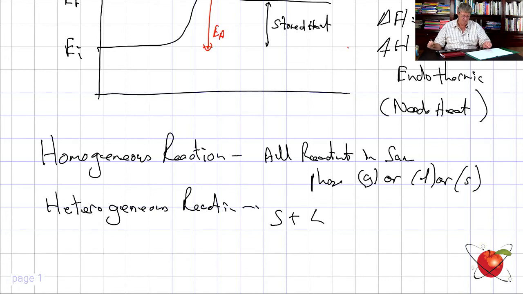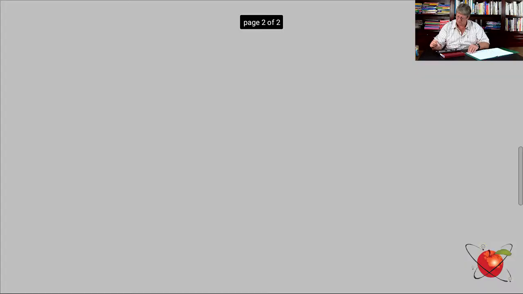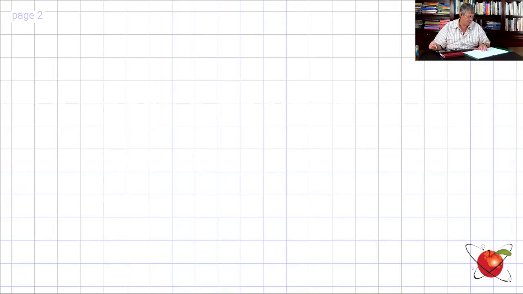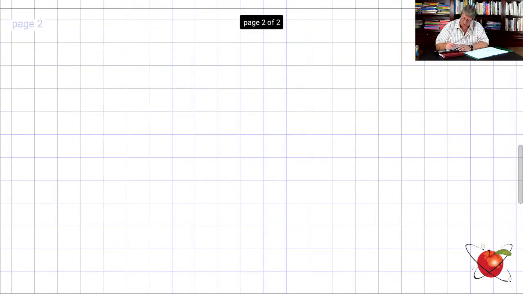All right? Now, let's just have a look at the next page of this, all right? Let's have a look at the rate of reaction, the actual rate itself.